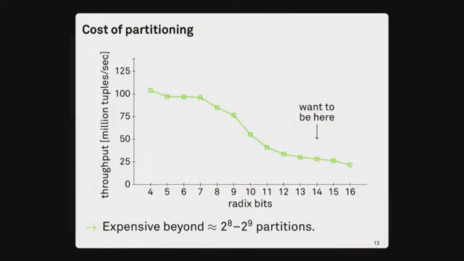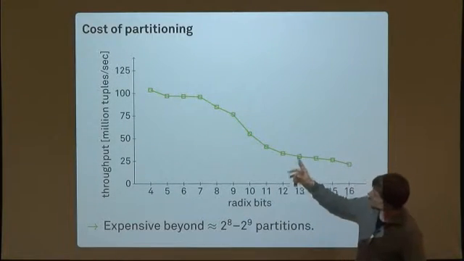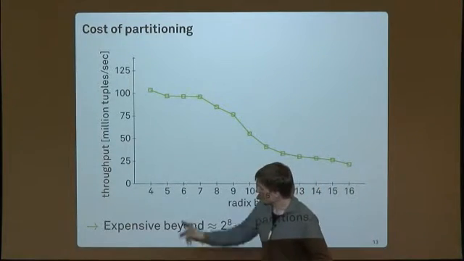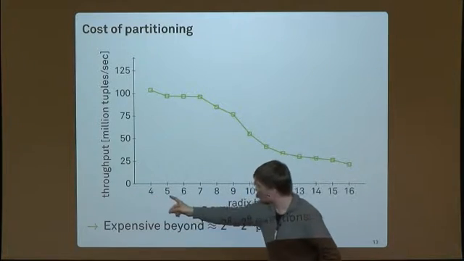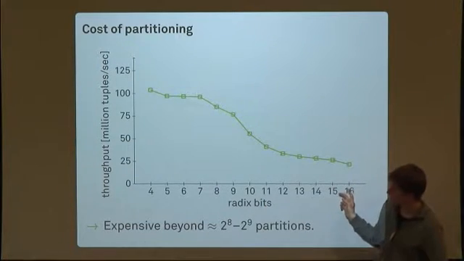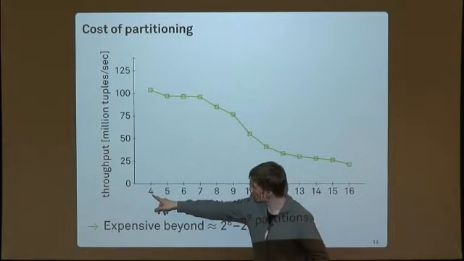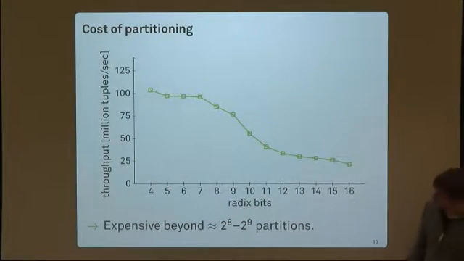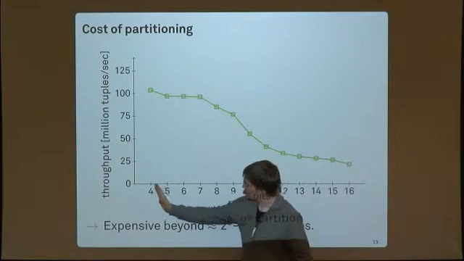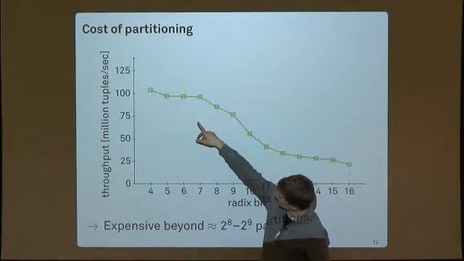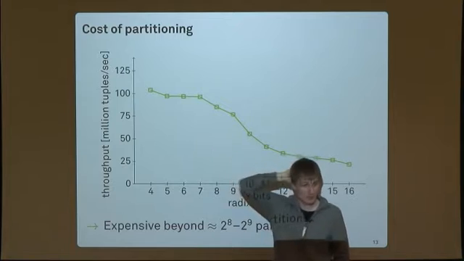And we have some experiments for that. When you do partitioning, these are assuming just a single partitioning thread. Now you vary the number of partitions that you want to create. This is the logarithm of the number of partitions, so you create 2 to the power of 4 up to 2 to the power of 16 partitions. What you can see here is that for a small number of partitions, partitioning can be done very efficiently, about 100 million tuples per second.